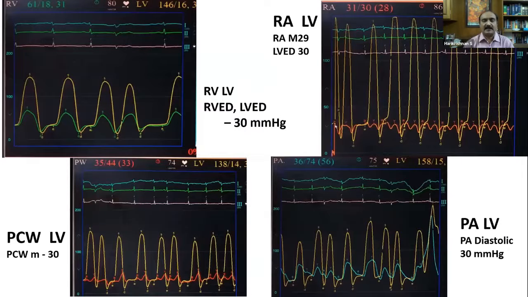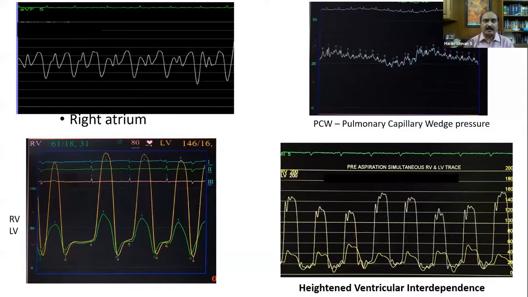So these are the pressures in the same patient. You can see that RV and LV ED are high, 30 millimeters. RA mean is 29, LV ED is 30. Again, the pulmonary capillary wedge mean is 30. And here the PA diastolic is also 30 millimeters. Right atrium, you can see this tracing is already discussed. The mean is around 28. Pulmonary capillary wedge is high. RV and LV ED are elevated and showing the dip and plateau pattern, and the lower tracing shows the heightened ventricular interdependence.